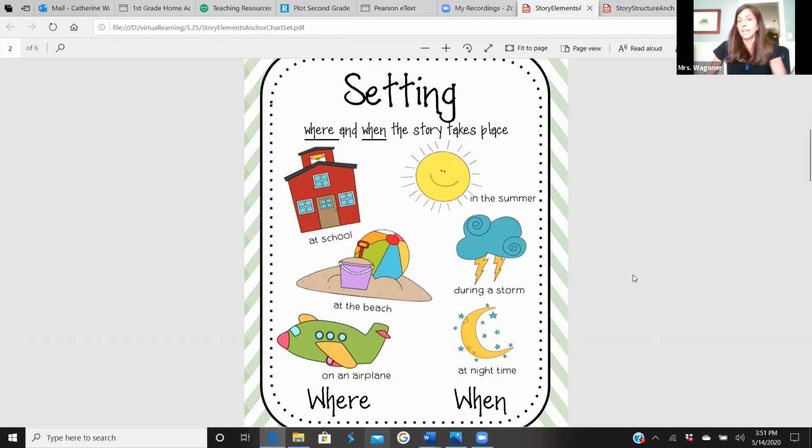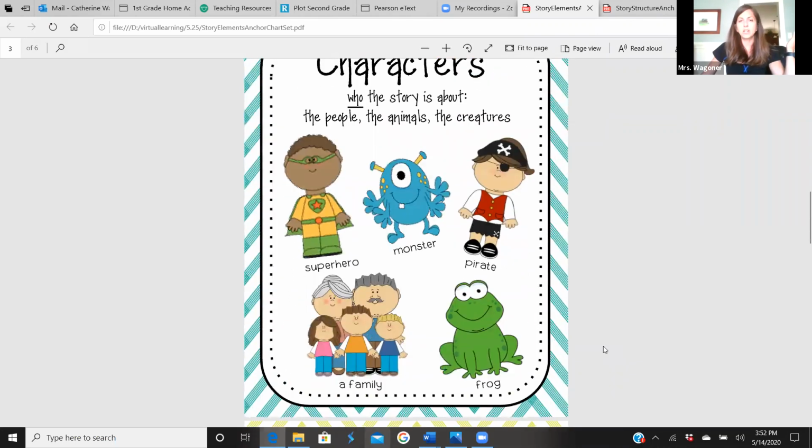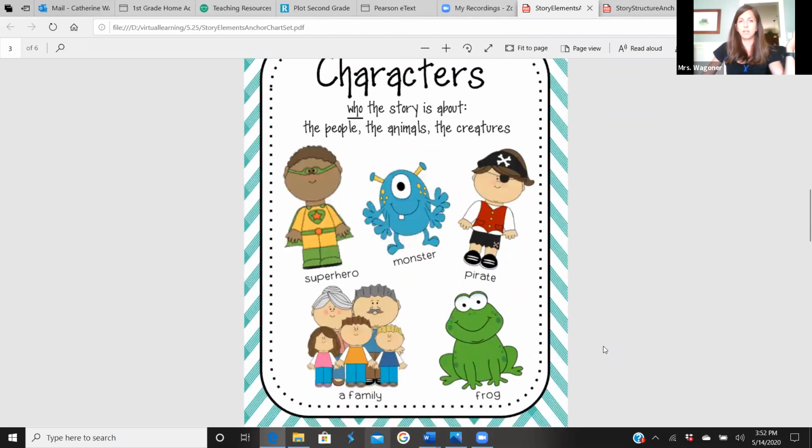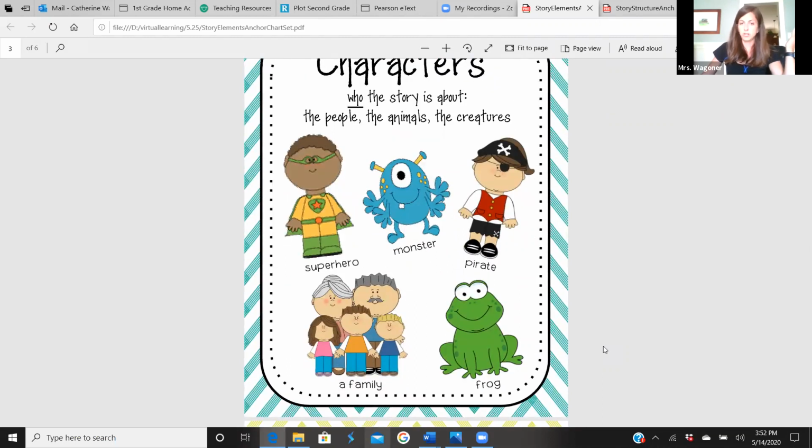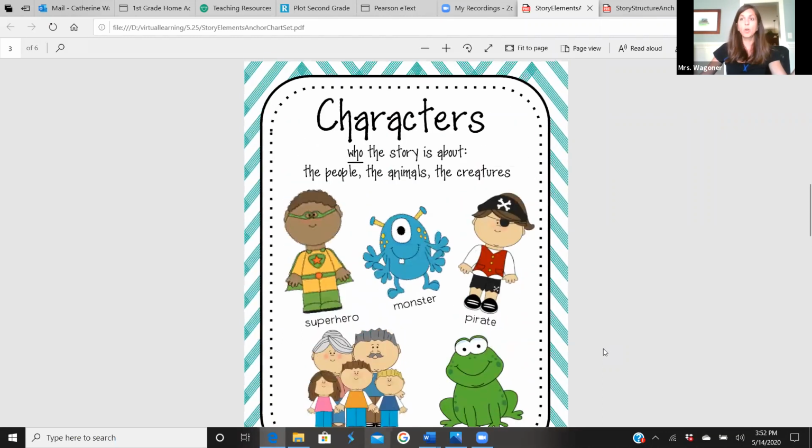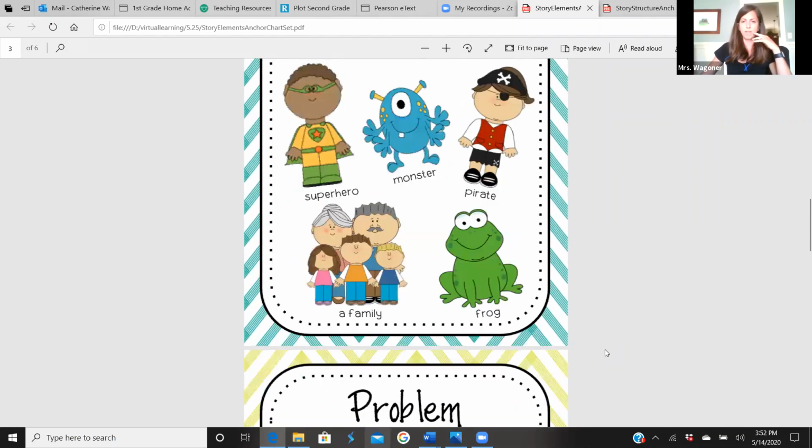Some examples of setting could be at school, in the summer, at the beach, during a storm, on an airplane, at nighttime. To identify the setting, we can ask ourselves, where and when does a story take place? Characters are who the story is about: the people, the animals, the creatures. Examples are a superhero, a monster, a pirate, a family, a frog. To figure out who the characters are, we ask, who is the story about?